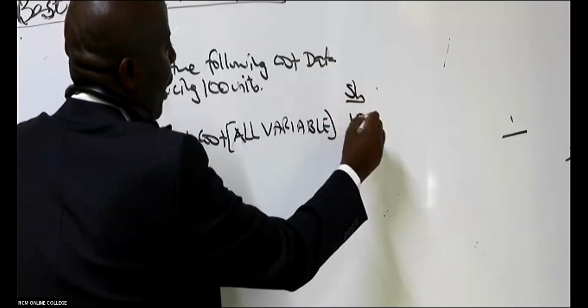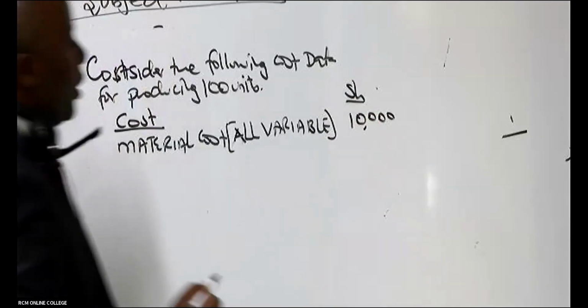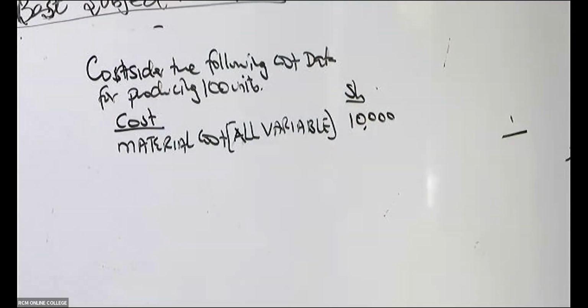Shillings 10,000, all variable. I can see this camera is blocking you. What you're trying to do is mount these cameras up so that in future you will be comfortable. So material cost, all variable, 10,000.